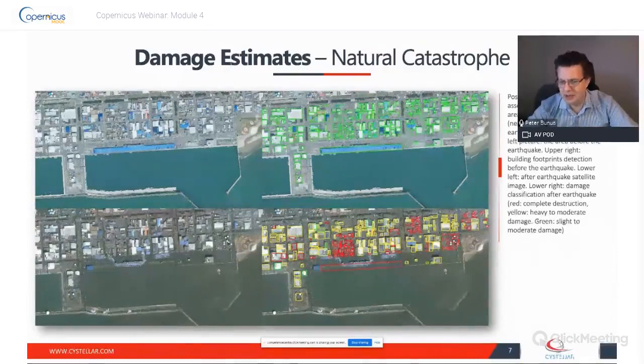Why do we want to know as an insurer? First of all, we would like to know how much claim we need to pay to the customers, so how much damage we have suffered in our portfolio. And also, we can see here that the red buildings are totally destroyed. Shall we send the claim assessor for those? Probably not. We should just pay the policy immediately without even bothering to send someone to look at the damages on site.